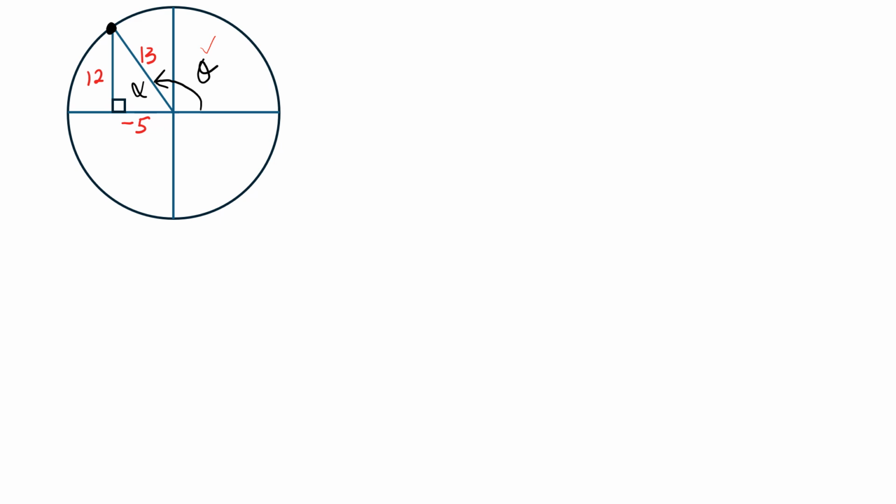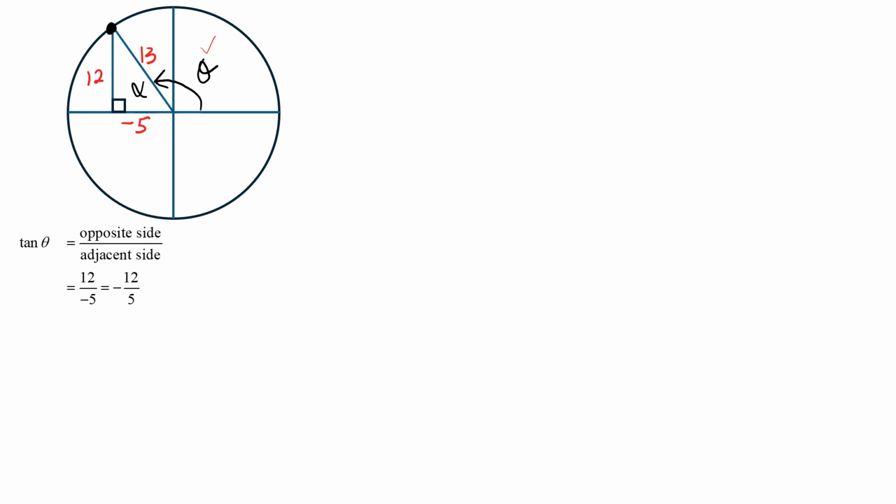So do you think the trigo ratio of an obtuse angle will still remain positive? Let's see what happened. So tangent theta will be opposite over adjacent. Your opposite side now is 12 because it's above the x-axis.